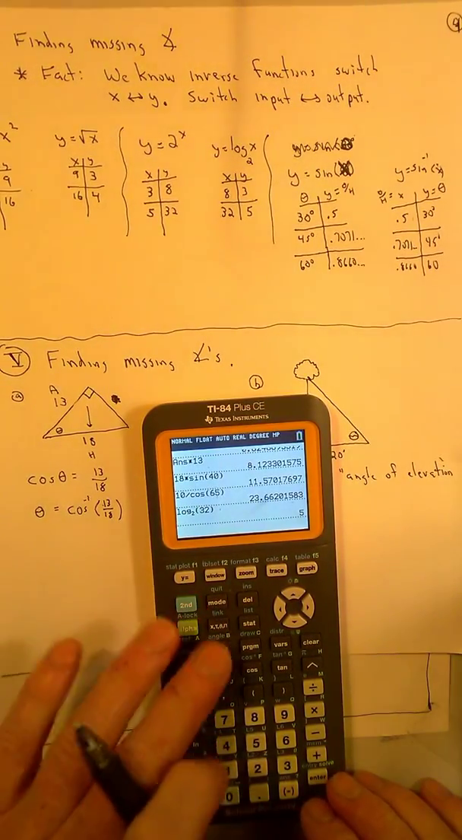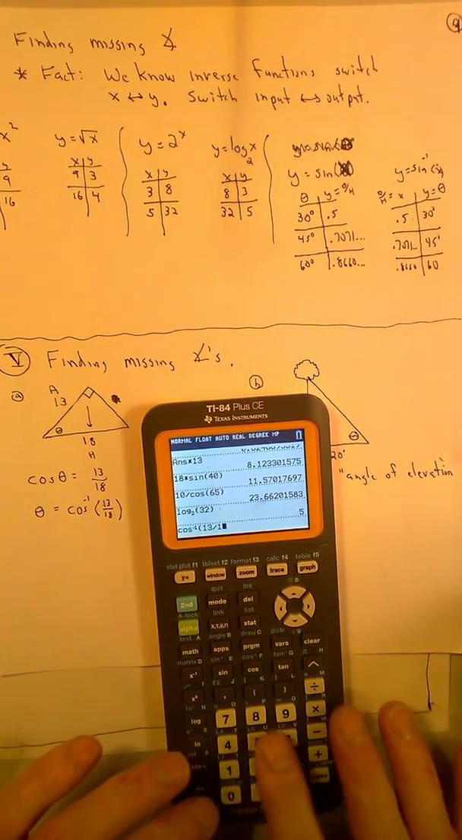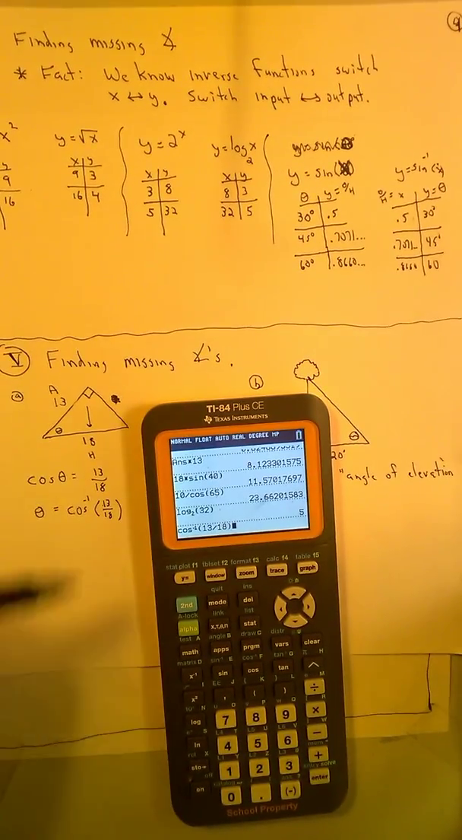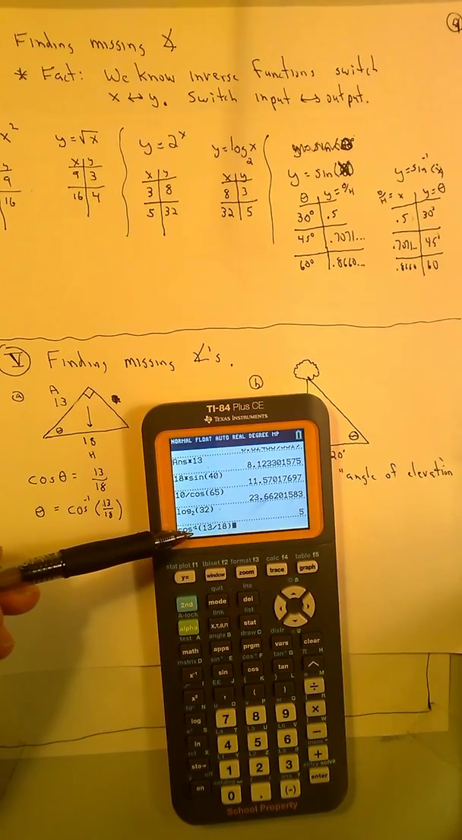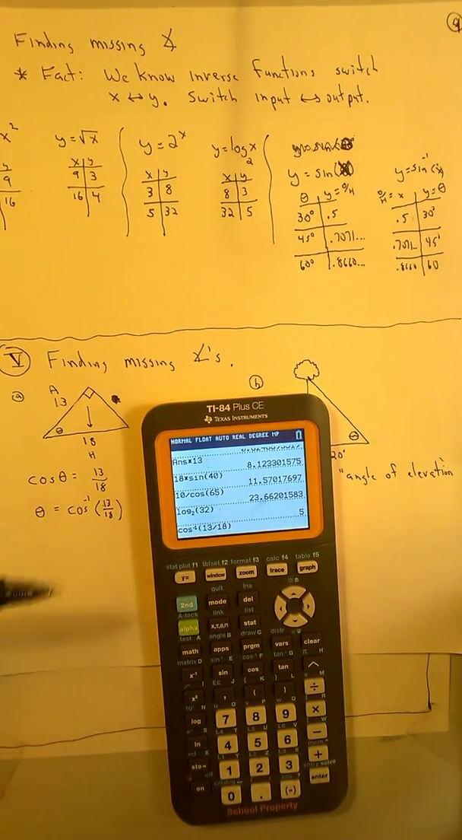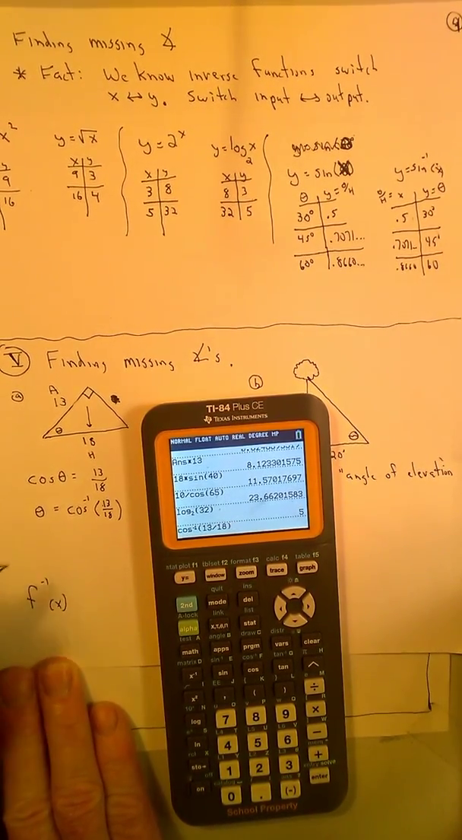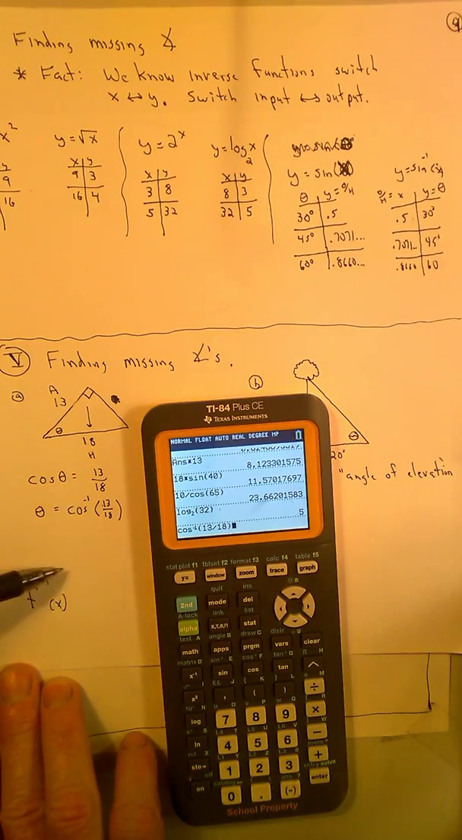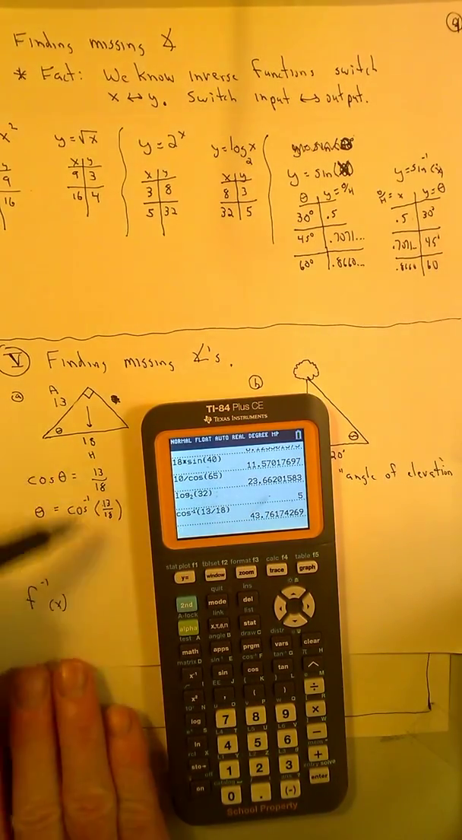And do the inverse, so second cosine of 13 divided by 18. I think a lot of people in geometry call this the cosine negative 1, but that's not what it is. Remember, that's the notation for the inverse function. It's kind of like this, f inverse. It represents the inverse function. So this is the inverse cosine. Hit enter, and the output is the degrees.